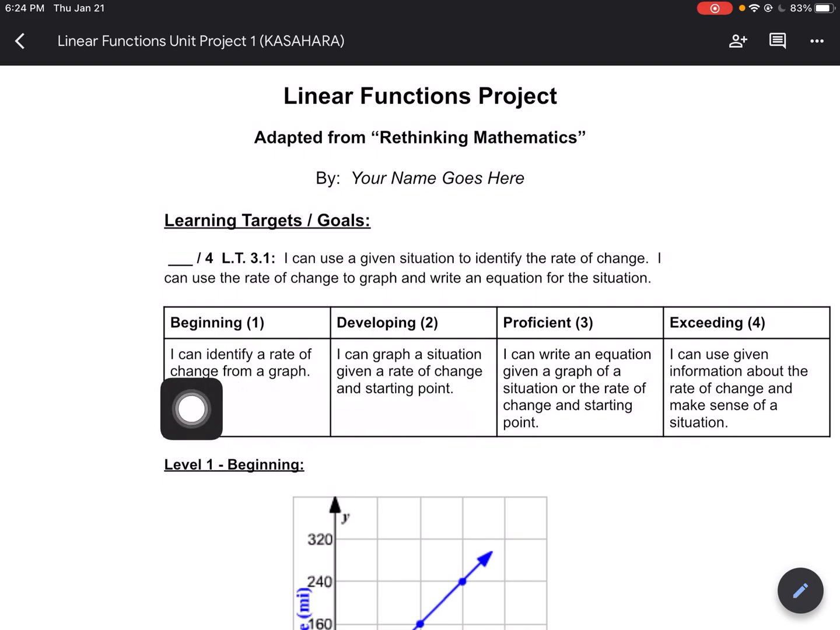So for a level 1 question, we're going to ask you to identify a rate of change from a graph. Level 2 would be, I can graph a situation given a rate of change and a starting point. A level 3, which means you're able to do the standard, is I can write an equation given a graph of a situation or the rate of change and a starting point. And exceeding is, I can use given information about the rate of change and make sense of a situation.